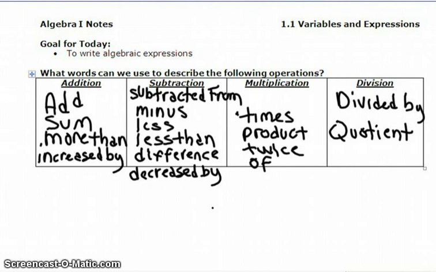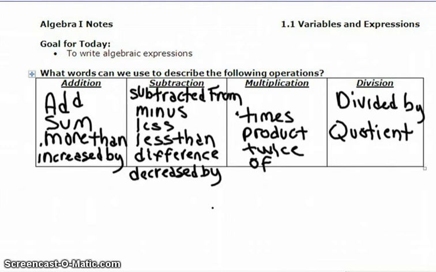about variables and expressions. Our goal for today is to write algebraic expressions. Now what that means is to go from a sentence to an actual mathematical equation or expression. So, when we are looking at words, we need to decide what operations we can use.